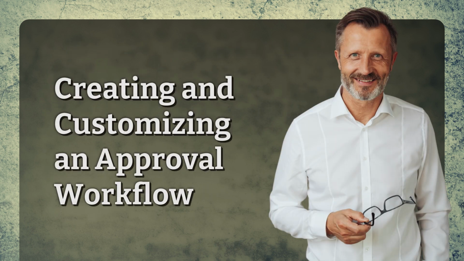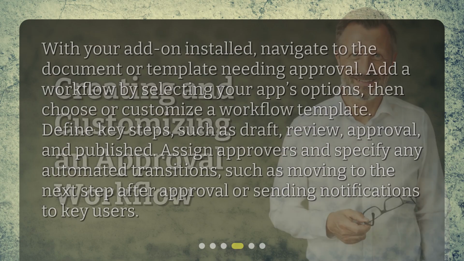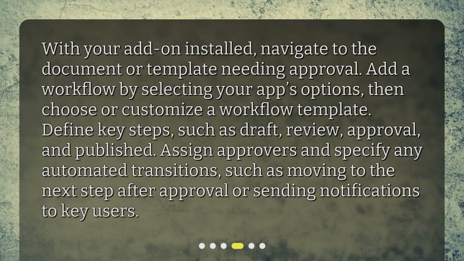Creating and customizing an approval workflow. With your add-on installed, navigate to the document or template needing approval. Add a workflow by selecting your app's options, then choose or customize a workflow template. Define key steps, such as draft, review, approval, and published. Assign approvers and specify any automated transitions, such as moving to the next step after approval or sending notifications to key users.